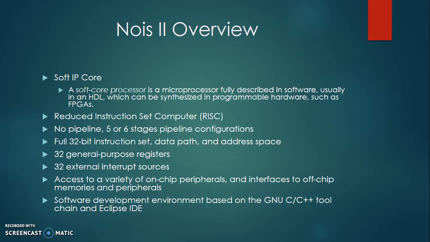There are 32 external interrupt sources. There is access to memories and peripherals. There's a separate unit for cache management, and since Nios 2 is on an FPGA, it can use off-chip peripherals attached to the FPGA as well. Then programming of Nios 2 is usually done in C++ using an Eclipse IDE, the standard IDE for programming Nios 2.